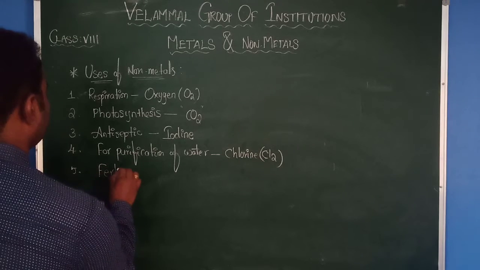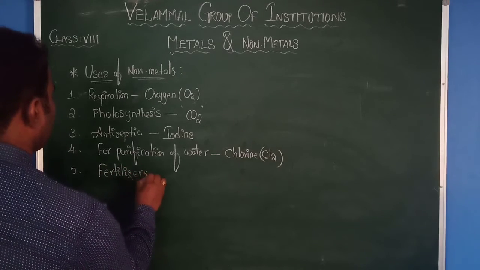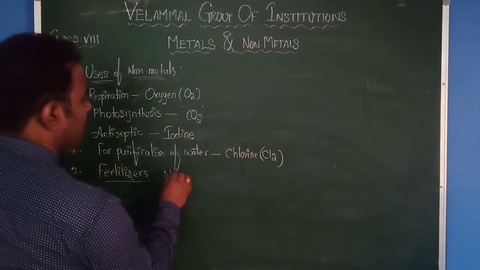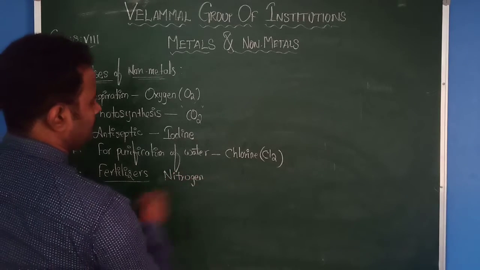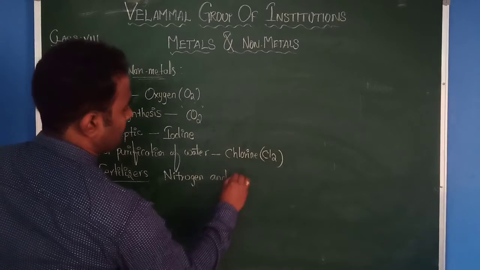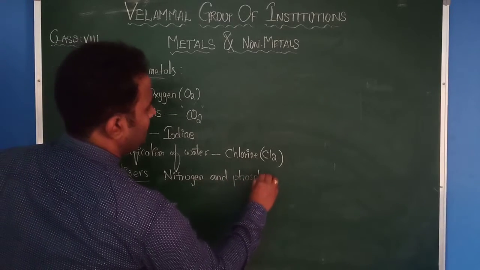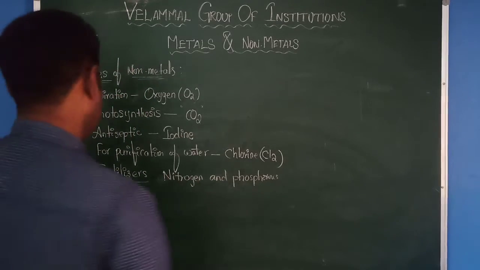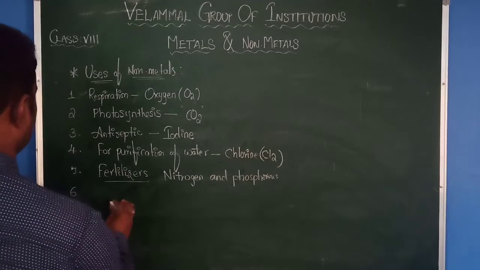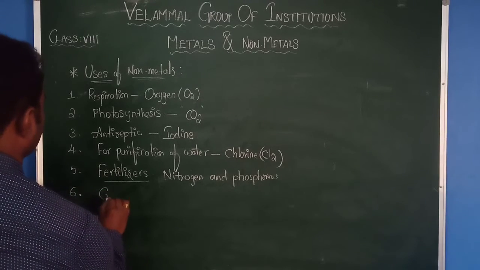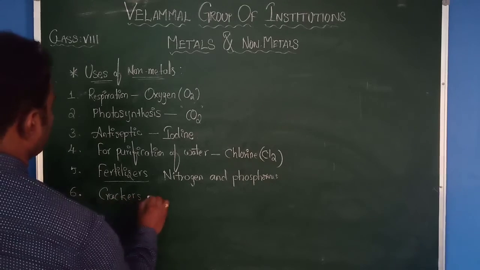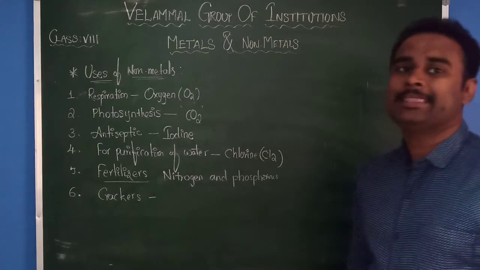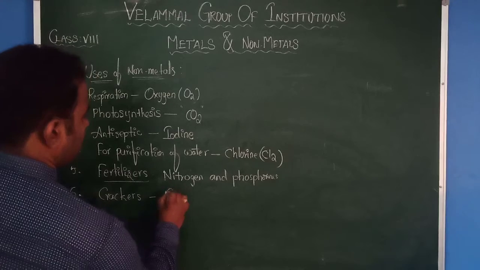The next one, fertilizers. For fertilizers, we are using one non-metal, that is nitrogen, as well as phosphorus. These are the two main important non-metals used in fertilizers, for growing plants. The next one, crackers. One of the main non-metals used in crackers is sulfur.